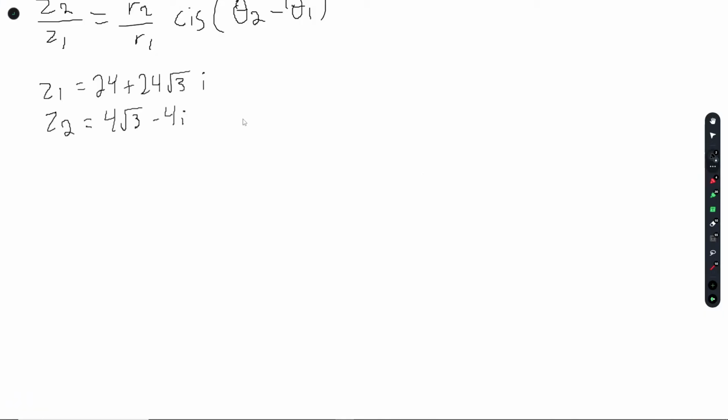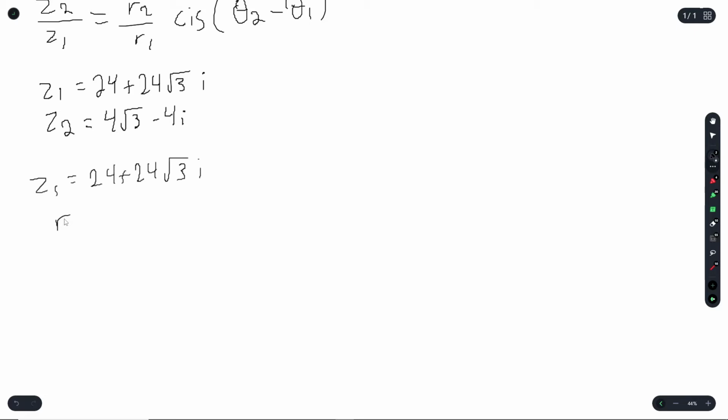Okay, so here they're asking for the same thing, z1 times z2 and z1 over z2, but this time we have it in complex form. So first we'll need to convert it to r cis theta, and then we're going to multiply them and divide them. So let's do the first one first. So z1 is equal to 24 plus 24 radical 3i.